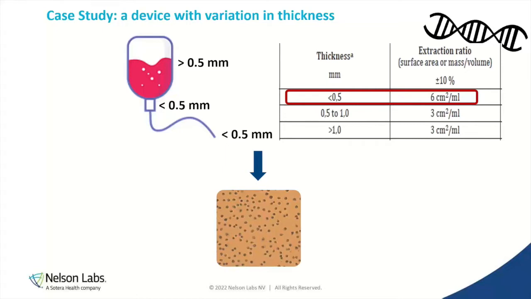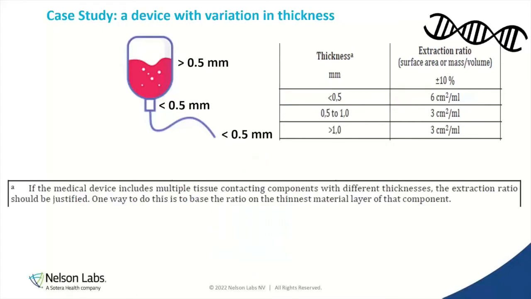So we did a worst case scenario extraction using the higher ratio, and we got a fail. We were following 10993 Part 12. Here's a footnote from the standard that tells us, hey, one thing to consider is doing the worst case scenario. If you have a mixed thickness device, go from the thinnest component and use that ratio.